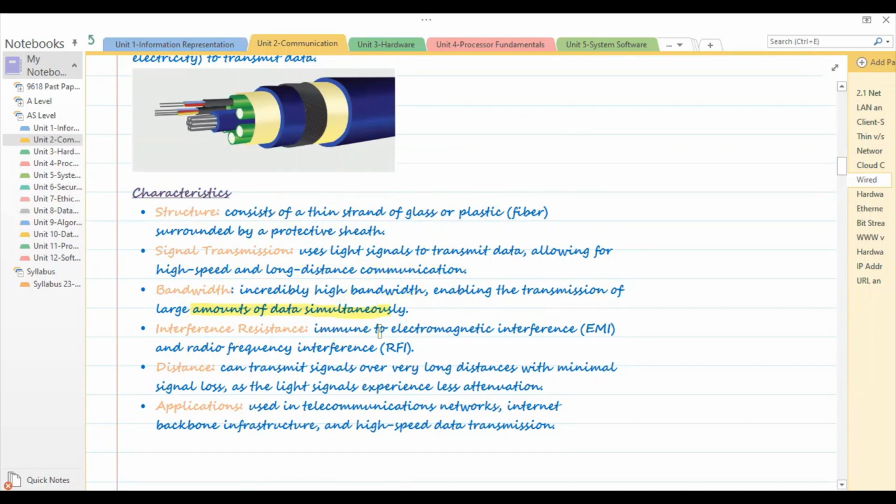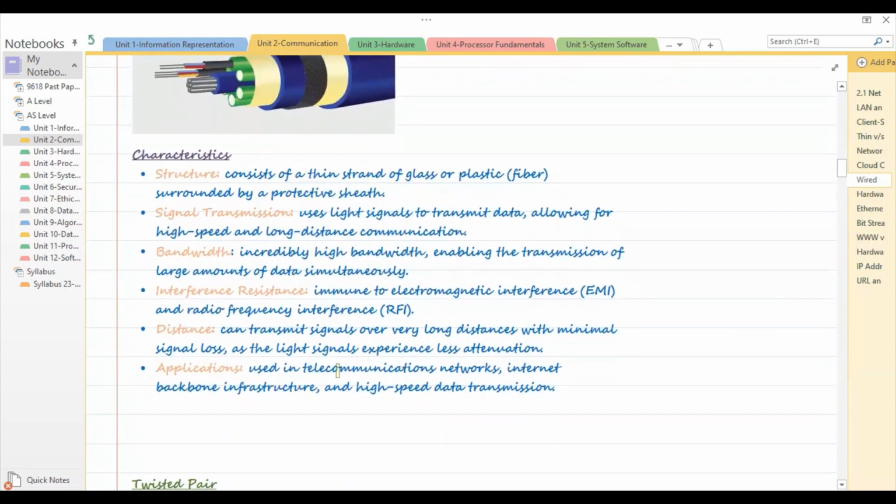Interference resistance: immune to electromagnetic interference and radio frequency interference, EMI and RFI. Distance: can transmit signals over very long distances with minimal signal loss. And application areas: used in telecommunication networks, internet backbone infrastructure, and high-speed data transmission.